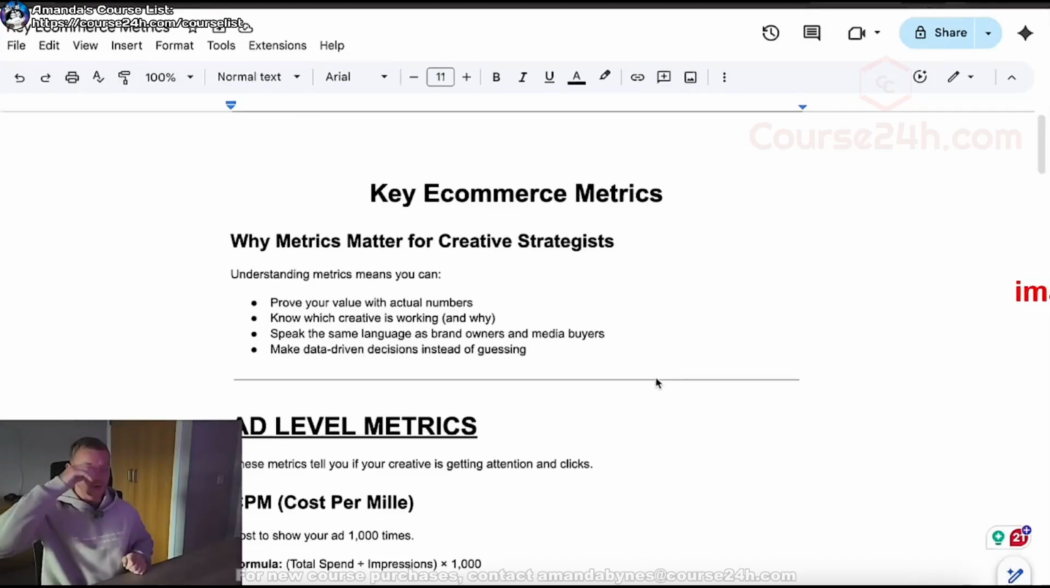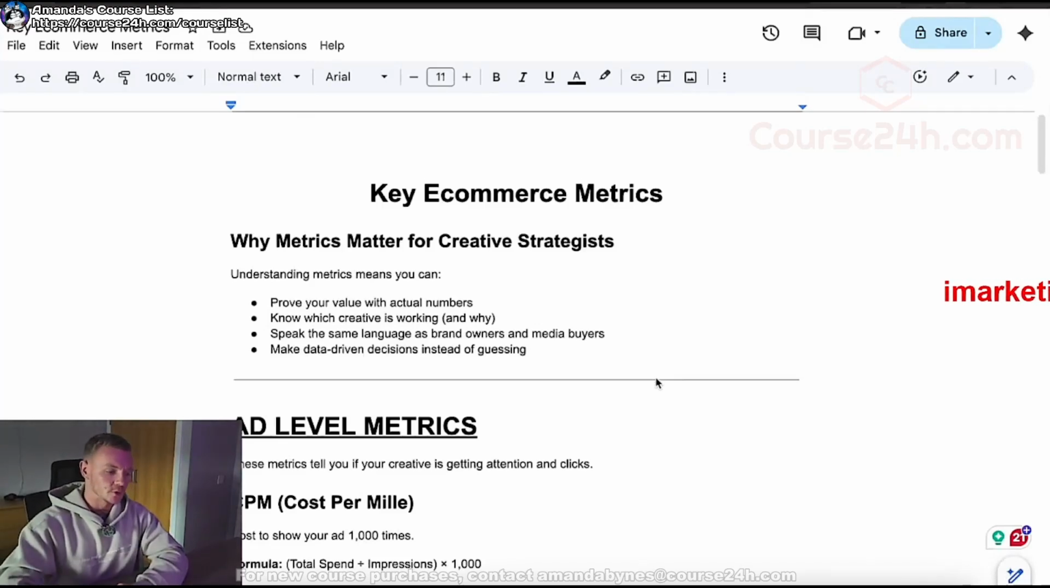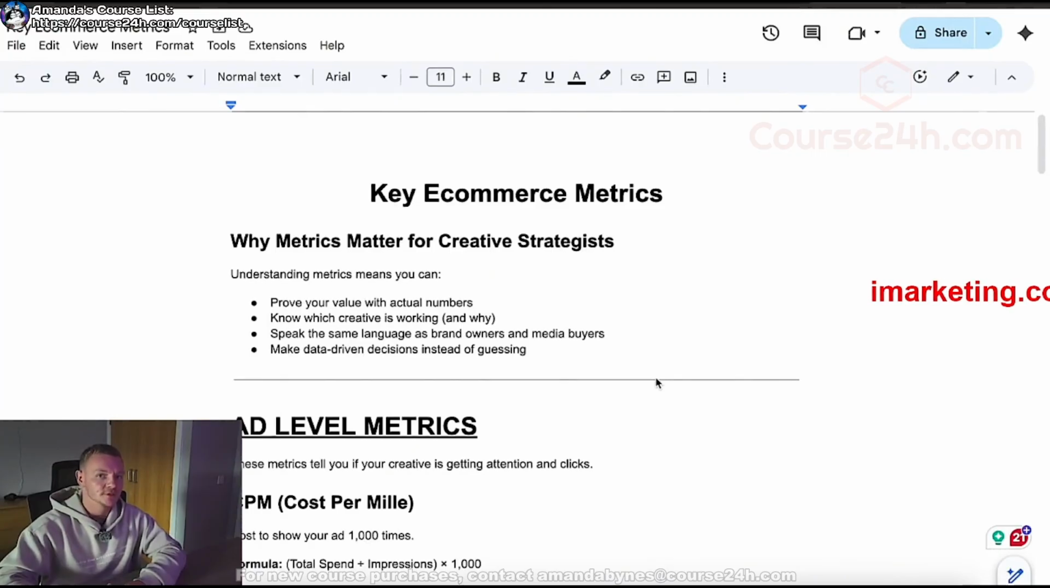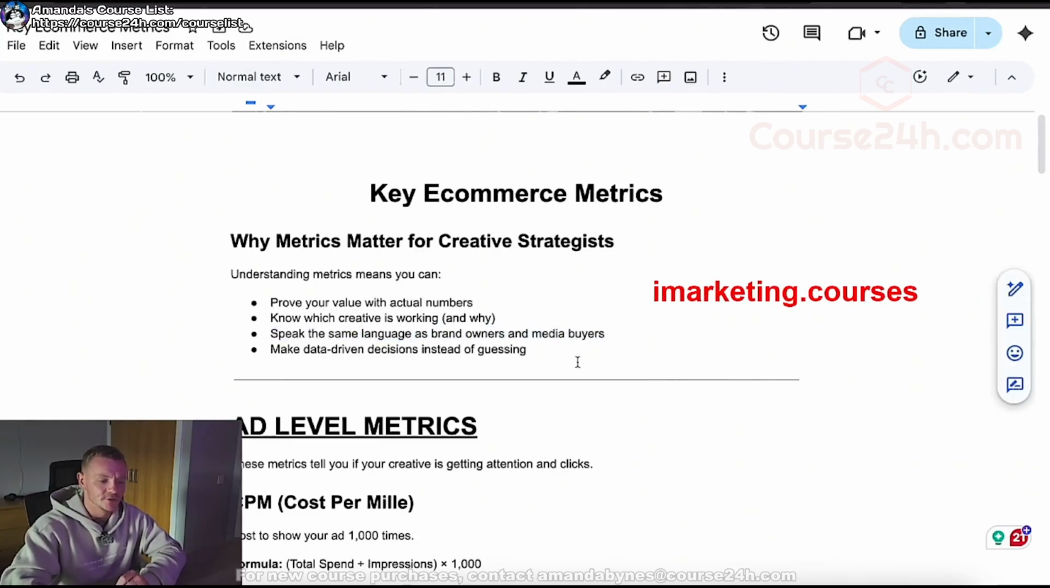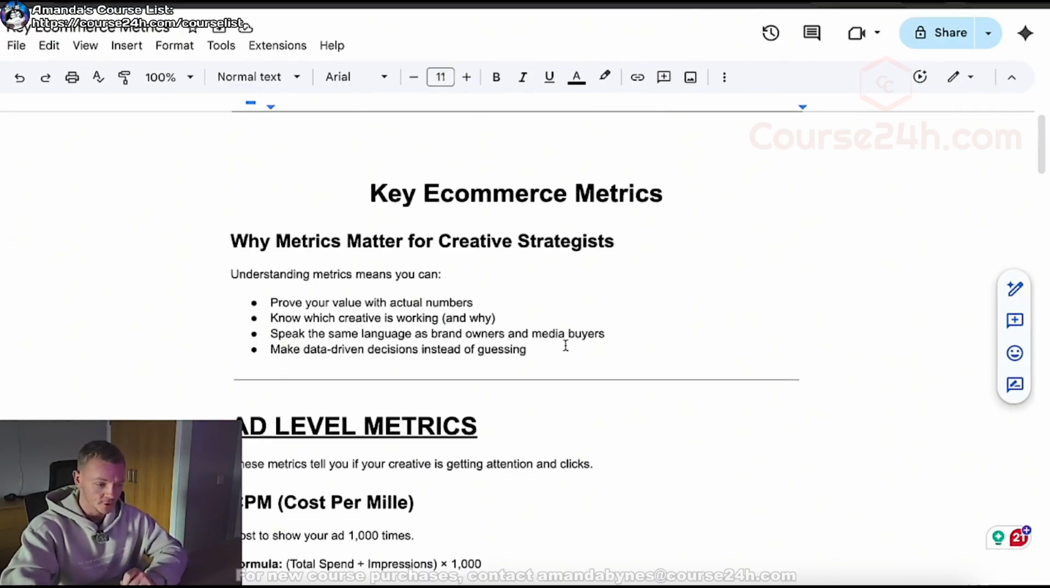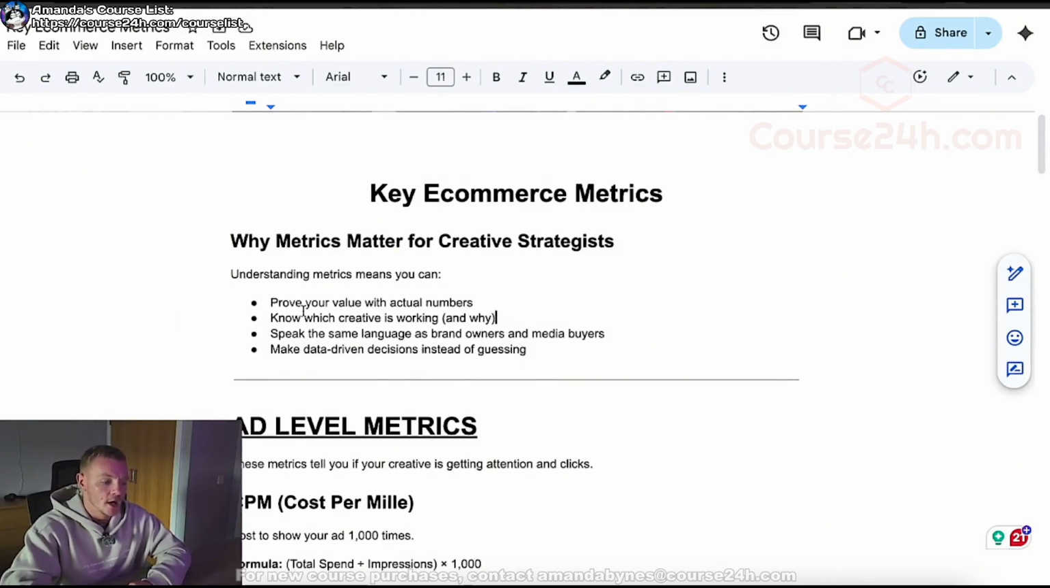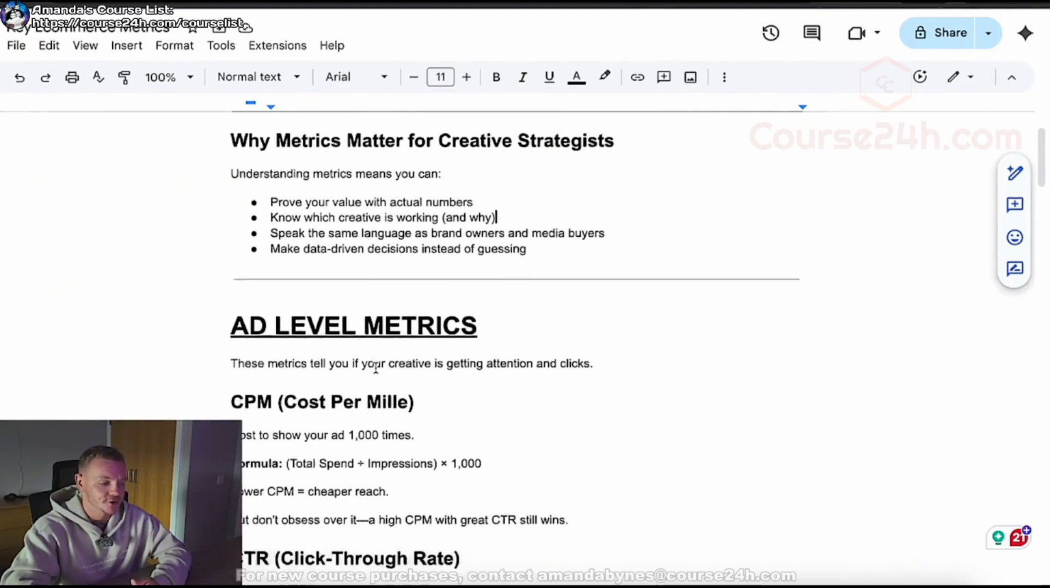Right guys, in this lesson we're going to be covering all of the metrics that you need to know. Now, there's a few reasons why you need to know these metrics. Number one, you can prove your value with numbers and metrics, and by speaking the same language as the brand owners and media buyers, they're going to know that you know what you're talking about. So it's super important that you know all these metrics inside out and you're able to ask questions on those metrics. If you know these metrics, you're going to know which creatives are working and why, and then you'll obviously be able to make better decisions.